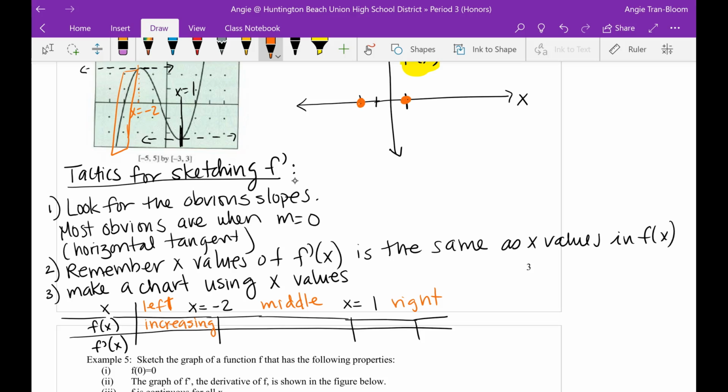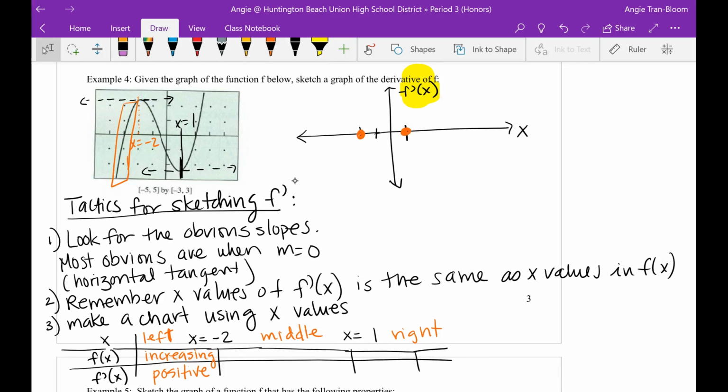Because on the left side, the original function f of x is increasing, your derivative is positive. Okay, what do I do with that information? Well, positive means on the left-hand side, which is this right here, positive means I'm above the x-axis. That's what it means, in which now I erase a circle. Okay, so that's what it means.